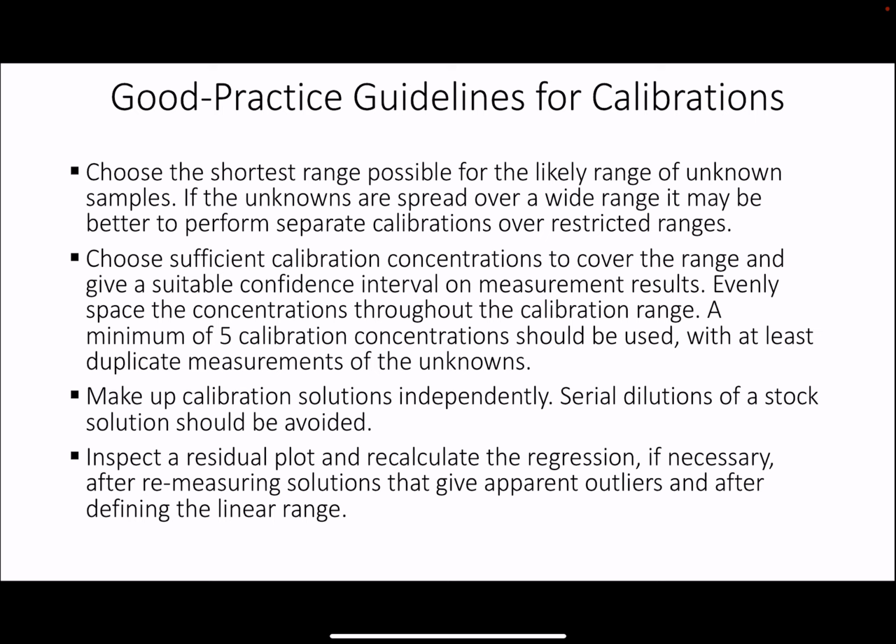You also want to make sure you have sufficient concentrations to cover the range and get a suitable confidence interval on your measurements. And you want to evenly space the concentration throughout the calibration range. Practically speaking, you almost always use a 5-point calibration curve plus a DI blank. You're supposed to make your calibration solutions independently, but we almost always make serial dilutions of a stock.